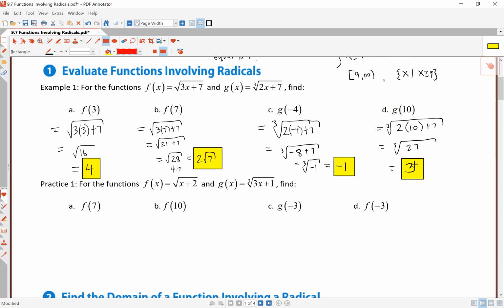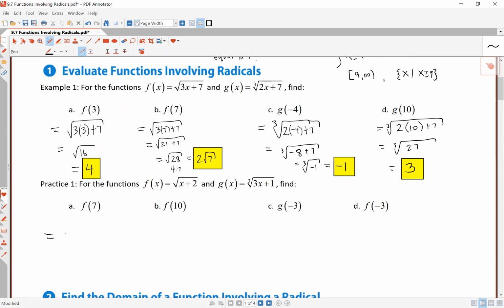And this leads us to your practice problems. I encourage you to press pause on your video and work these out, and come back when you're ready to see the solution. Now that you've had a chance to work these out, I'll work these out with you.